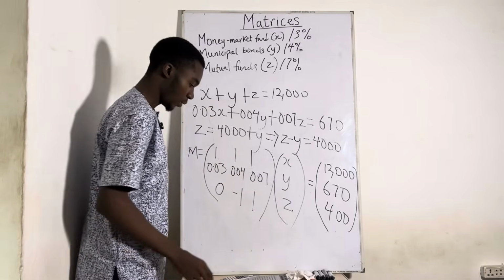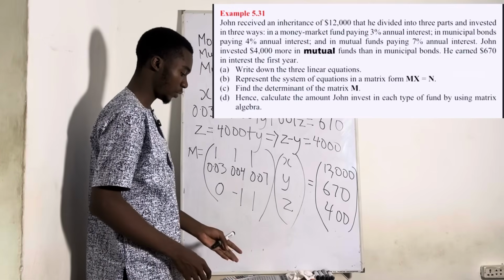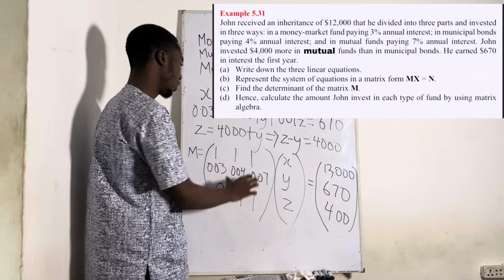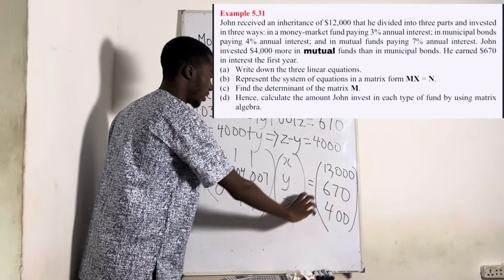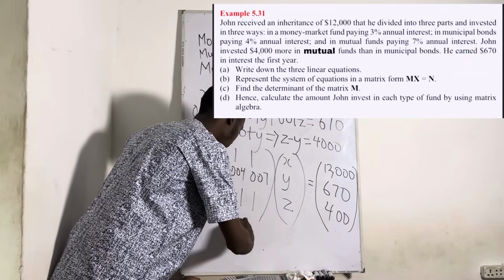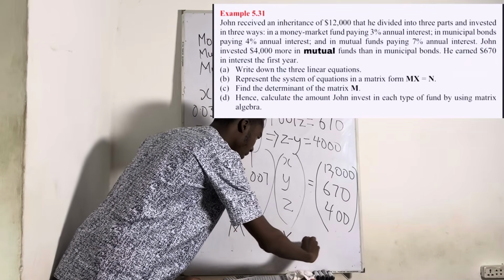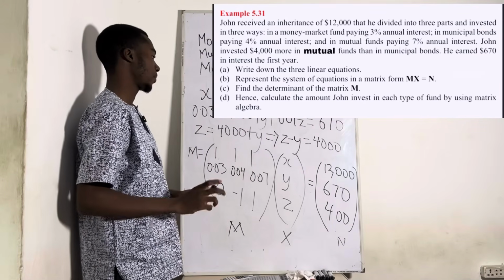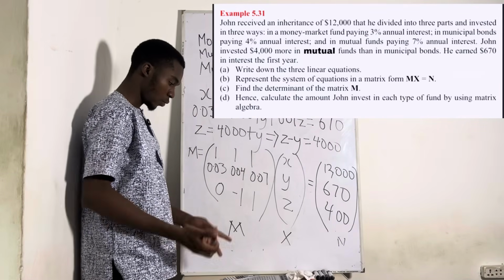So now we are done with the B, which says you should represent the system of equations in the matrix form Mx is equal to n. So this is our M, this is our x, and this is our n. You get it? So Mx is equal to n. That's all. So now we are done with the B.